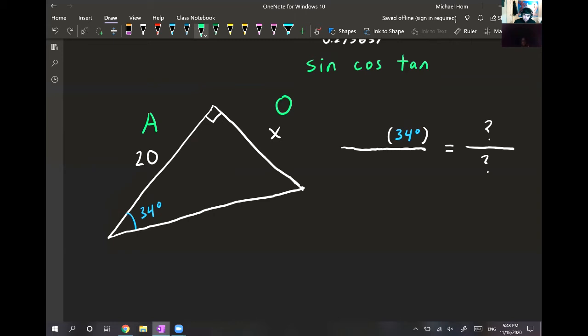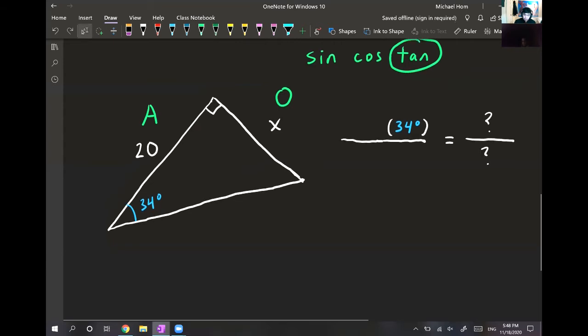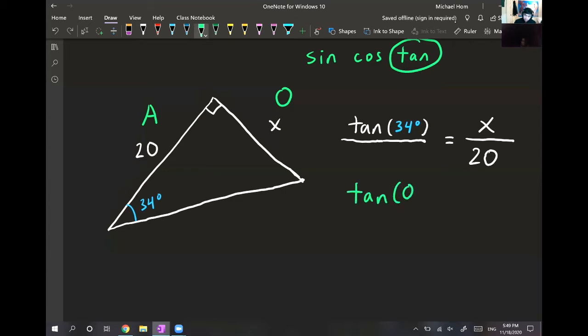So our ratio is going to be tangent 34 degrees equals x over 20. Great. Tangent of 34 degrees equals x over 20. Exactly. So remember, tangent of some angle, the general formula is opposite over adjacent. Which is why, if x is our opposite, x goes on top. If 20 is our adjacent, 20 goes at the bottom.